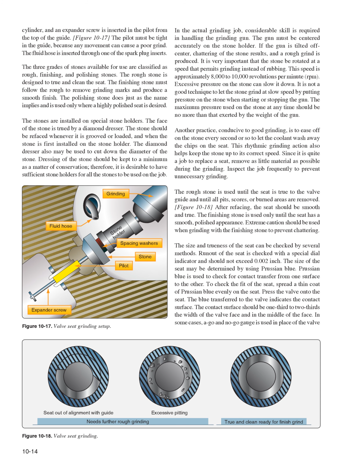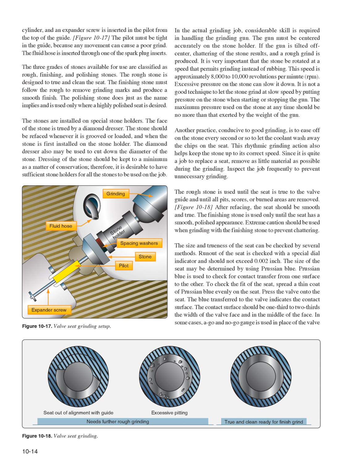The size and trueness of the seat can be checked by several methods. Runout of the seat is checked with a special dial indicator and should not exceed 0.002 inch. The size of the seat may be determined by using Prussian blue. Prussian blue is used to check for contact transfer from one surface to the other. To check the fit of the seat, spread a thin coat of Prussian blue evenly on the seat. Press the valve onto the seat. The blue transferred to the valve indicates the contact surface.